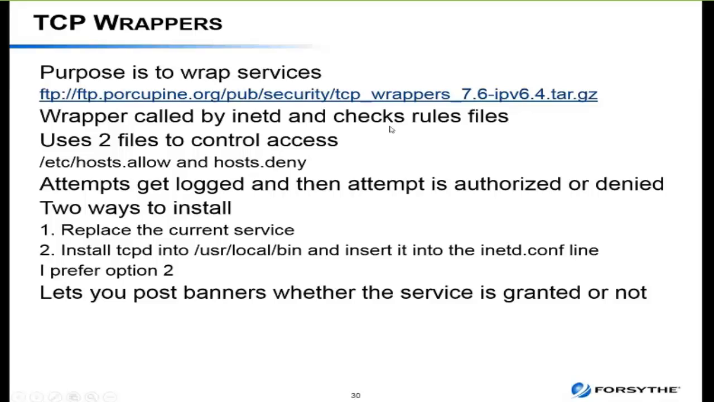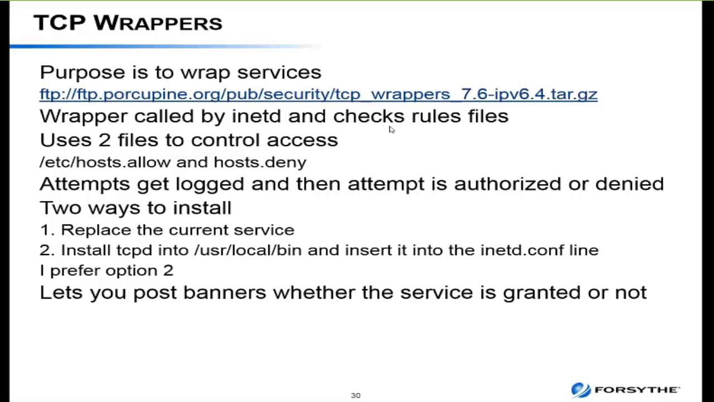There's a couple of different ways that you can run TCP wrappers. You have the ability to replace the current service, so you can tell it, replace telnet with the wrapper. Or you can install it into /usr/local/bin, and then in inetd.conf you insert it into the line. I prefer option 2. The reason that I prefer option 2 is because when I run maintenance, maintenance will replace things like telnet, etc., and then I have to remember to go back and redo my replacements. Whereas if I use option 2 where I insert it into inetd.conf, I only have to check one place and make sure my wrapper is still inserted.